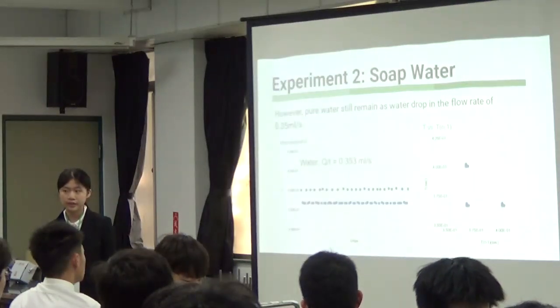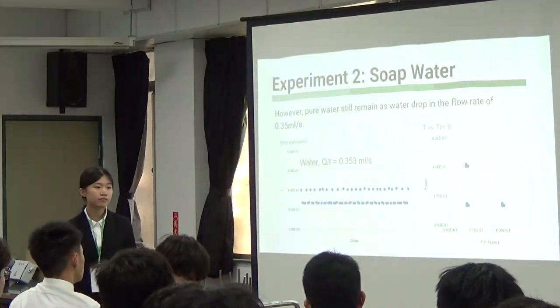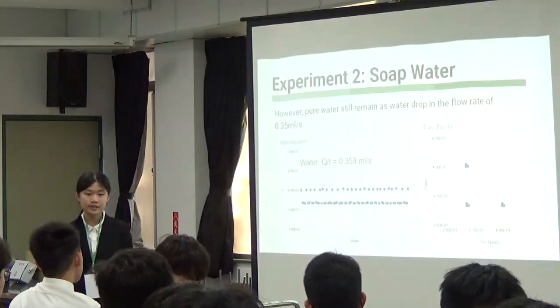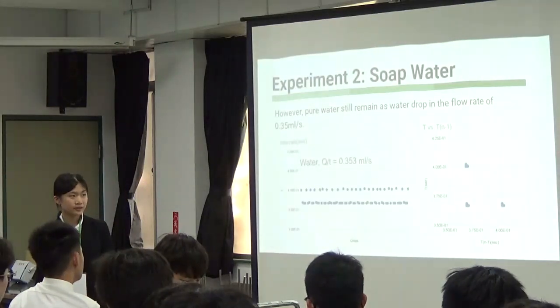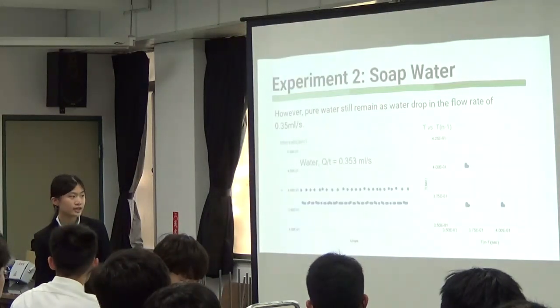However, pure water still remains as a water drop with a flow rate of 0.35 milliliters per second. So this experiment shows that a liquid of lower density forms the water jet more easily.